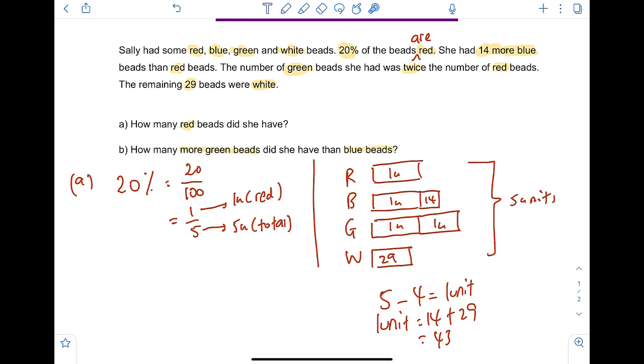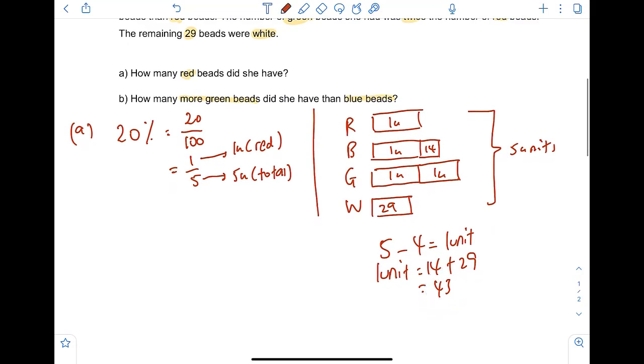So how many red beads did she have? She only had 1 unit of red beads, which is 43 beads as our answer for part A. Now for part B, how many more green beads than blue beads did she have?